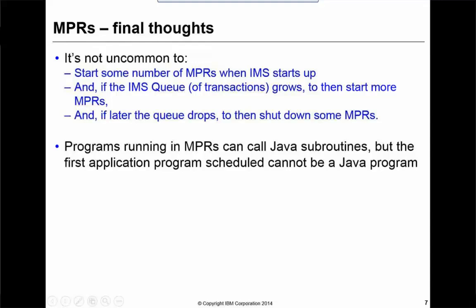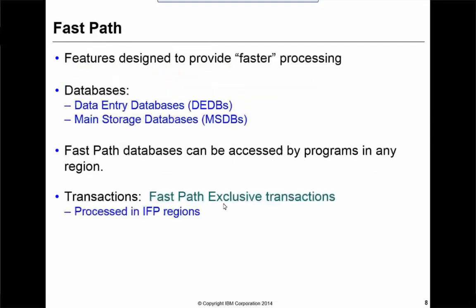And of course, I think I mentioned this, programs running in NPRs can call Java subroutines, but the first application program scheduled in NPRs cannot be a Java program, right? So that's what NPRs do. They process transactions. They don't do a whole lot of work. They look at a transaction, they do whatever the transaction wants done, and the transaction usually completes within sub-second response time.